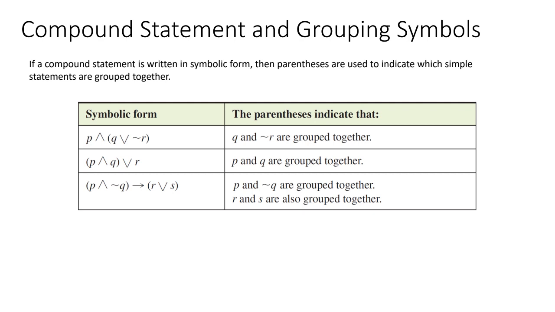So in the second row, you see that there's a group created between P and Q. And in the last example, we have two groups. It's P and not Q, those are grouped together. And on the other side of the arrow, you see that R or S are also grouped together. Okay.